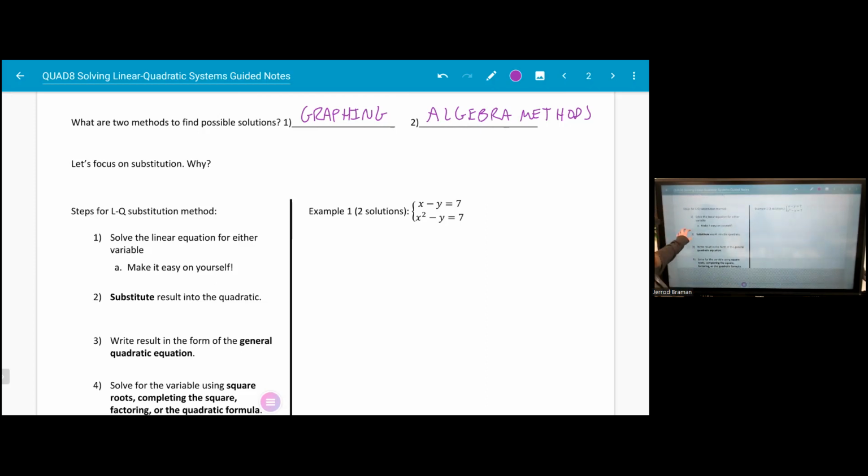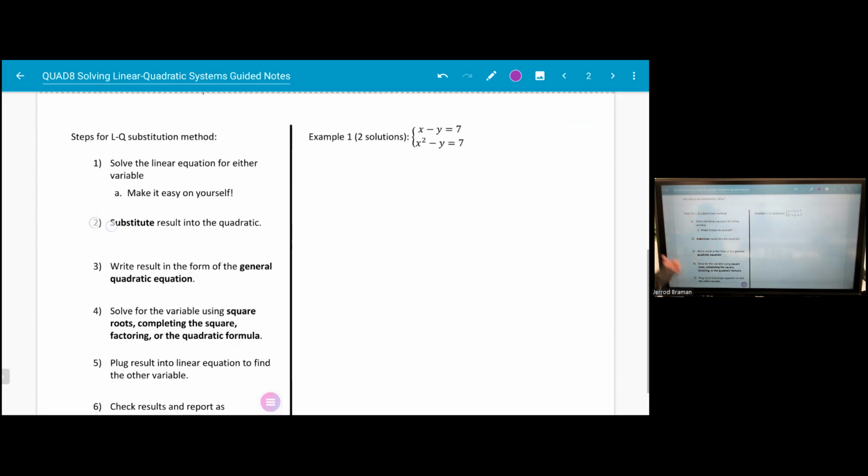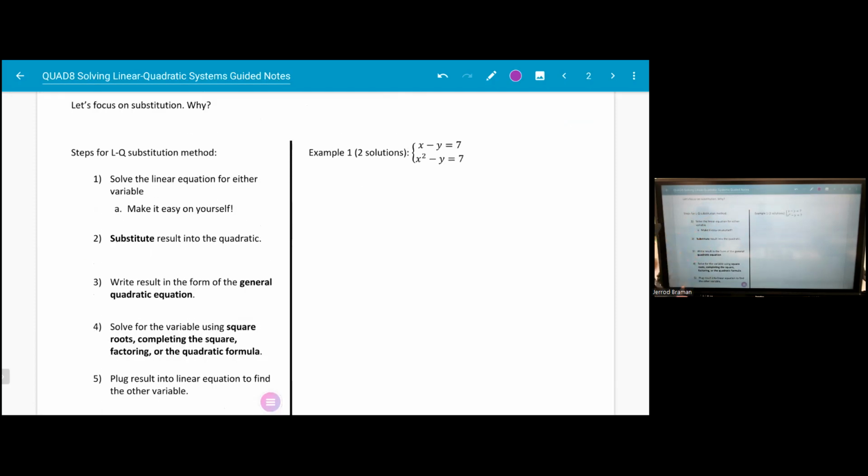All right, I've got two things going on here. I've got a linear quadratic system: x minus y equals 7, and x squared minus y equals 7. Solve the linear equation for either variable, make it easier on yourself. I'm going to highlight, I've got the line and the quadratic. The quadratic has a squared term. The line will not. I've got x minus y equals 7. Make it easy on yourself.